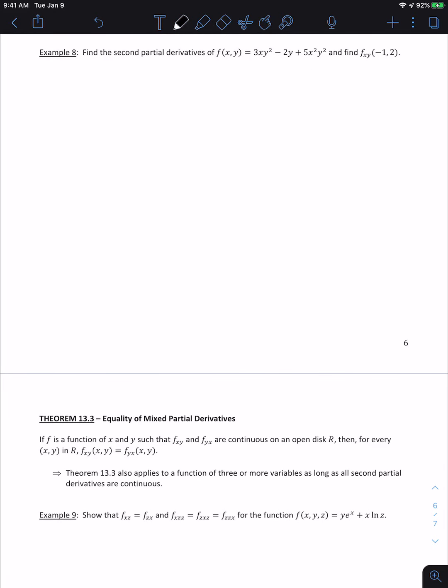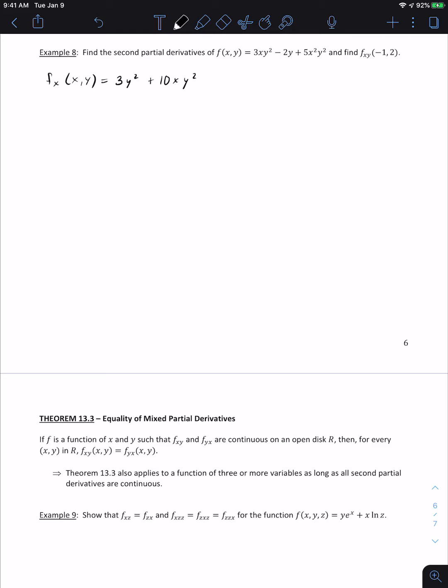Okay, so the question is to find the second order partial derivatives of f, and then find the mixed partial derivative f sub xy at -1 and 2. So first, I need to find f sub x, or my partial derivative with respect to x. If I did that, I would get 3y squared, because that's the constant that goes with x. 2y is treated like a constant, so its derivative is 0. And then I would get plus 10x y squared.